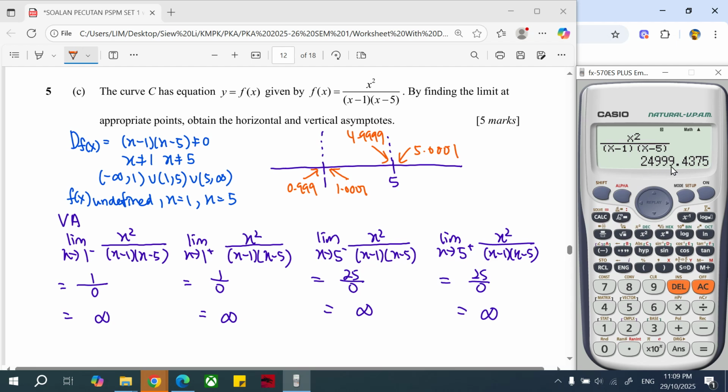So you can see you get a very big positive value, so positive infinity. Then calculate from the right, we test 1.0001. So we get a big negative value, so negative infinity. Then calculate 5 from the left, which is the value 4.99999. We get negative infinity. And calculate 5 from the right, which is 5.00001, a very big positive value.